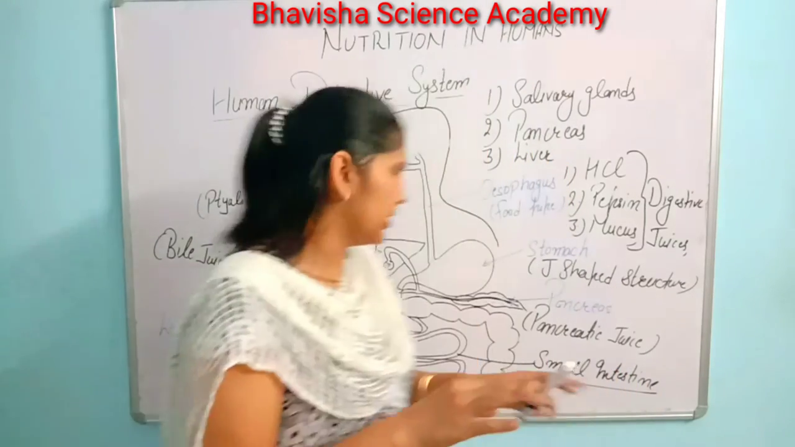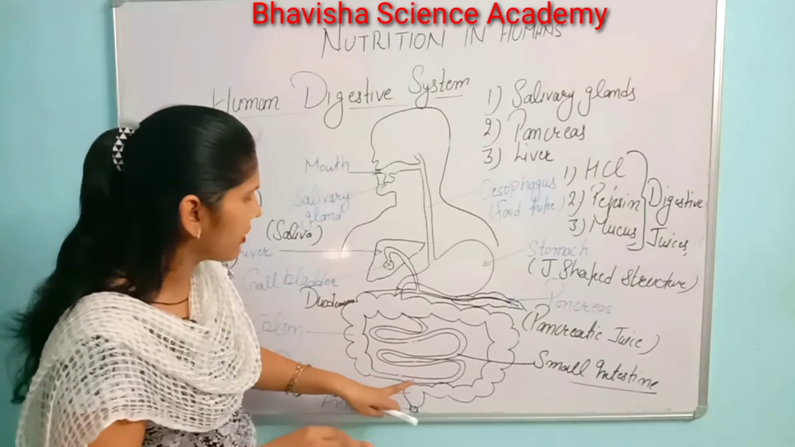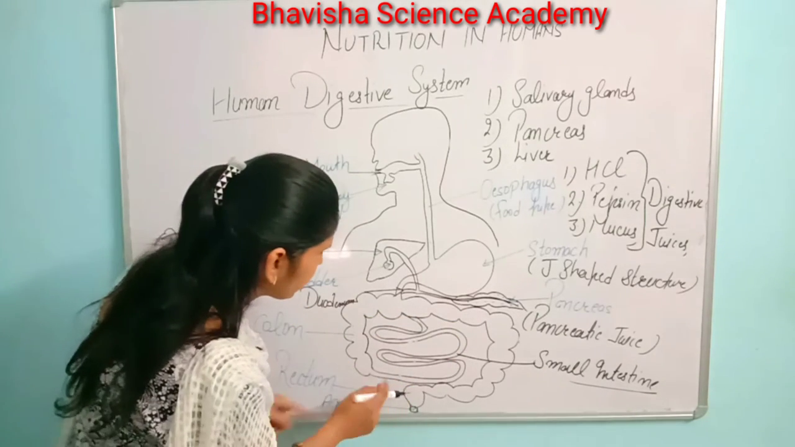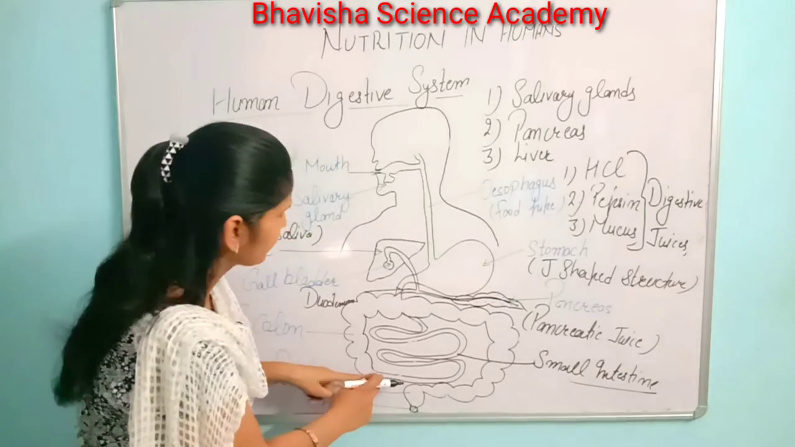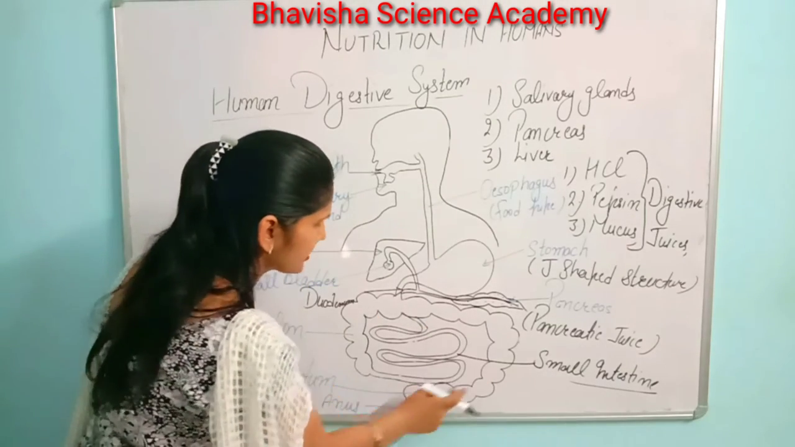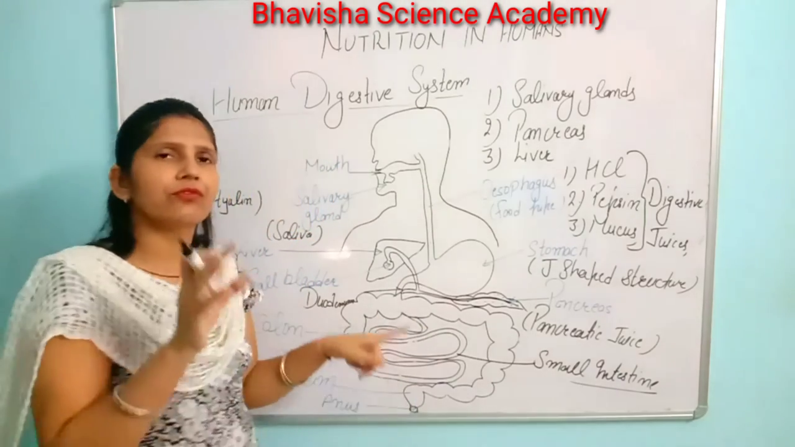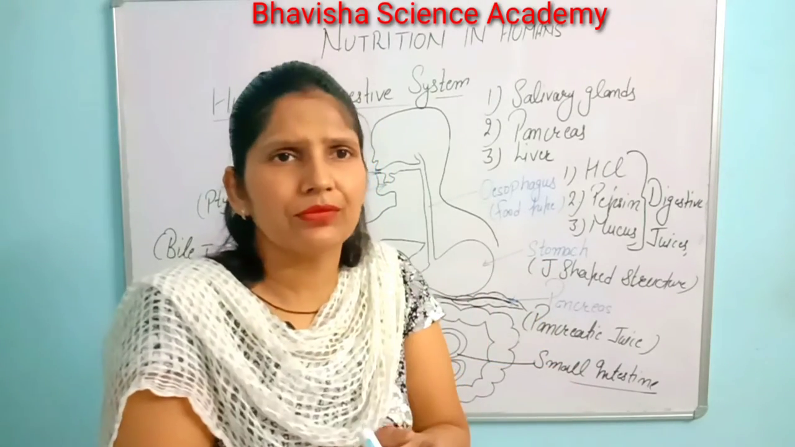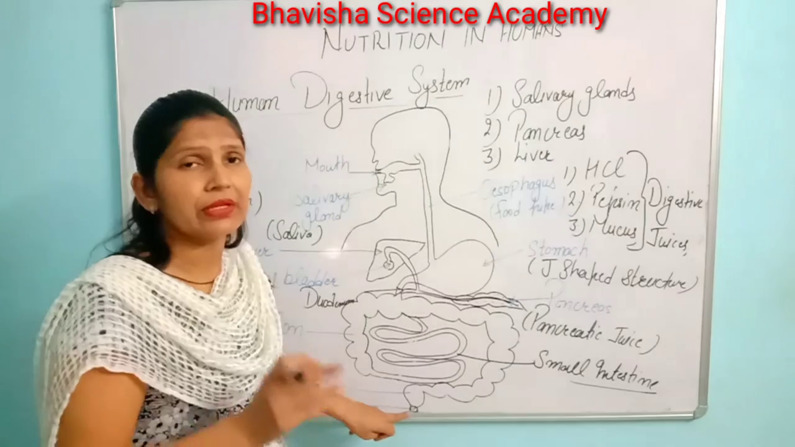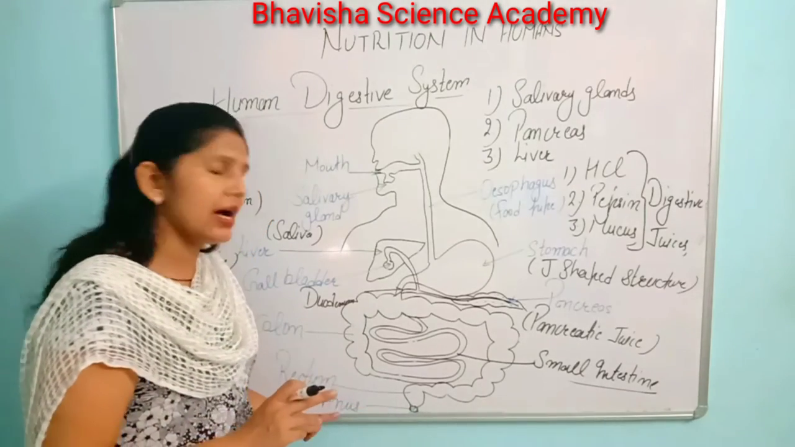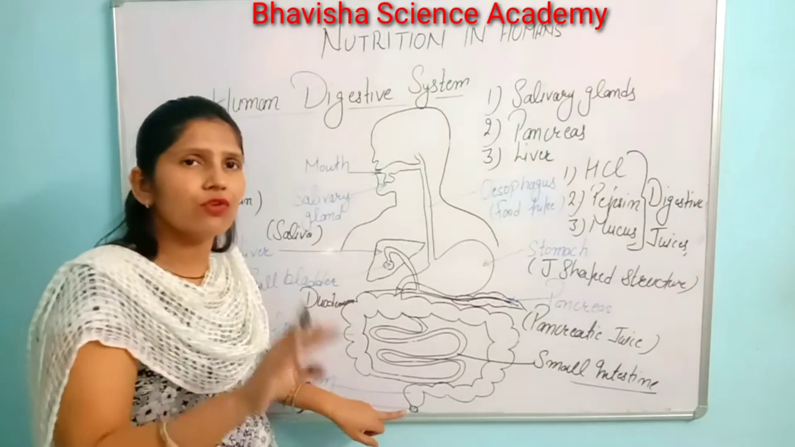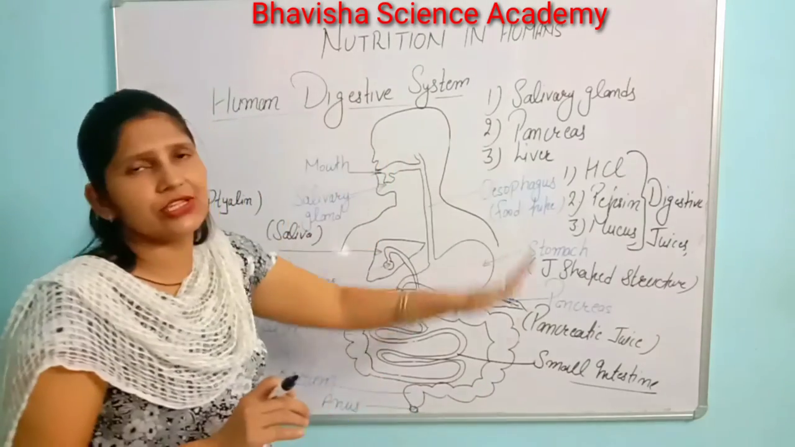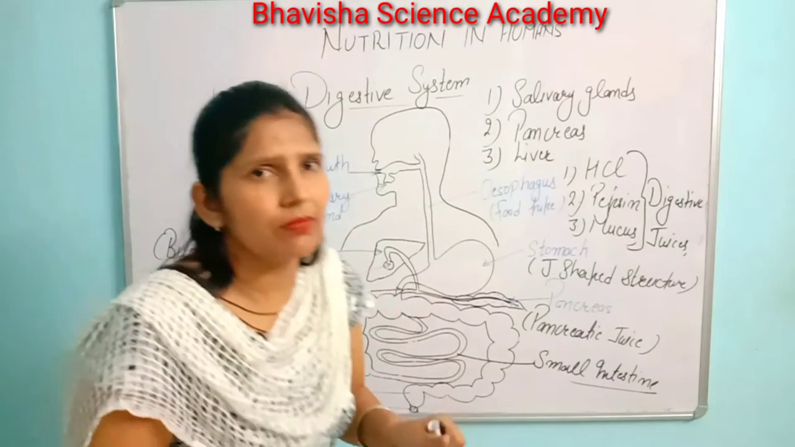That will be passed through the colon. This is the colon. It connects to the small intestine. From the colon, it will be passed into the rectum, where undigested food is temporarily stored for some time. After that there is an opening, known as the anus. Through this anus, food goes out of the body. That is the complete digestion in the human body.